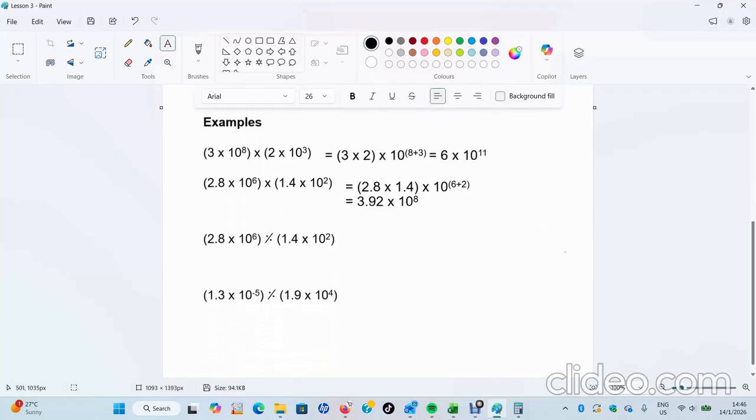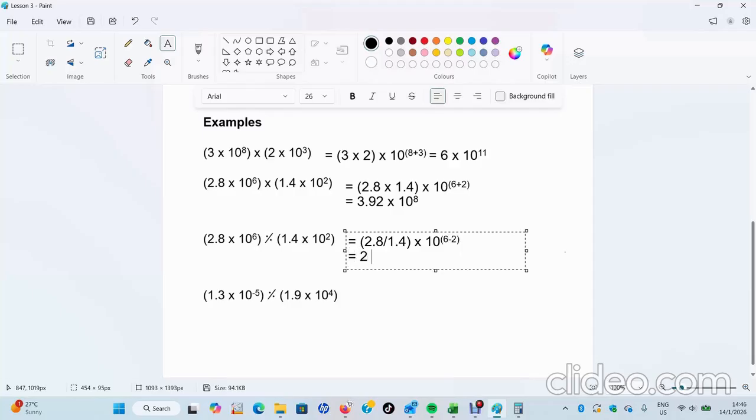Let's jump to an example for division of numbers presented in standard form. Then we will have, in brackets, 2.8 divided by 1.4. But we still maintain the times. We won't go ahead and say divide again. So we say times 10 to the power 6 minus 2. Our answer becomes 2 times 10 to the power 4.